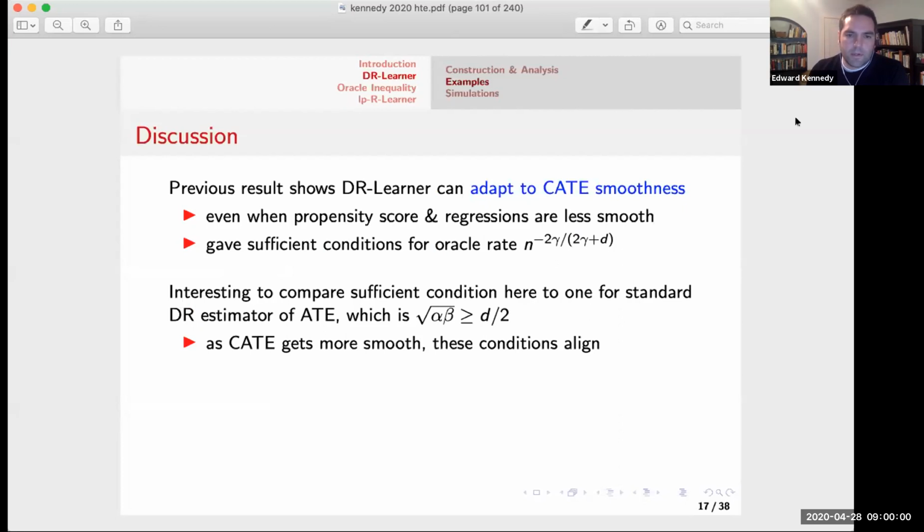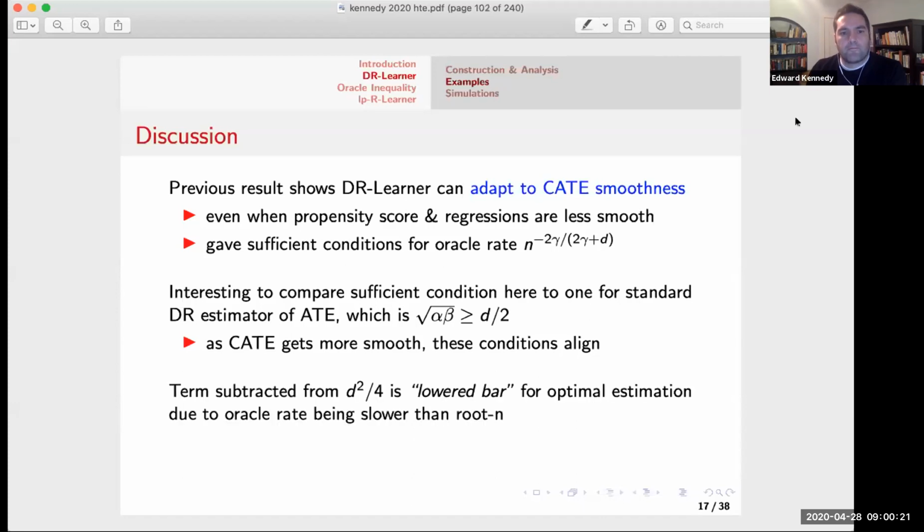So there's some interesting alignment here. As the CATE becomes infinitely smooth, you start to recover this ATE sufficient condition, which you might expect, right? As the CATE is infinitely smooth, it comes back to this problem of estimating the average treatment effect. They should have roughly the same statistical difficulty. But as the CATE smoothness goes down, the bar is lowered for how well we need to estimate these nuisance functions in order to achieve the oracle rate. In the extreme, when the CATE has 0 smoothness, the plugin estimator will do well.